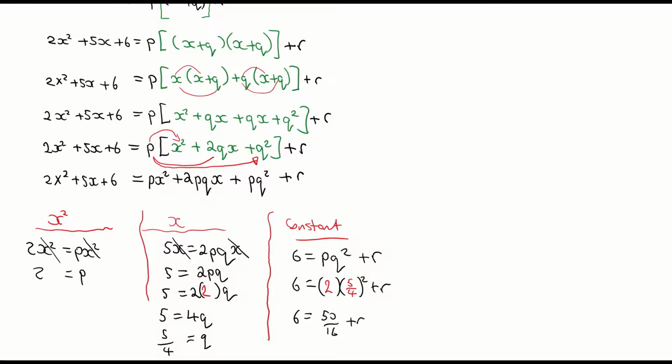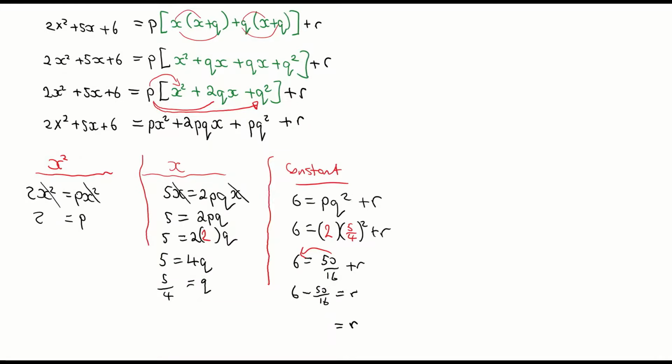A little bit of algebra, add or subtract 50 over 16 from both sides, or move over 50 over 16. So we get 6 minus 50 over 16 is equal to r. So r is equal to 23 over 8. So that's the value for my r. And there's our three values. We found our p, q, and r.